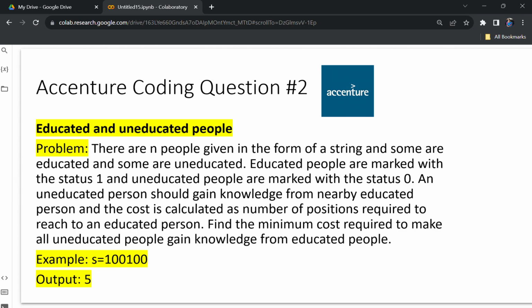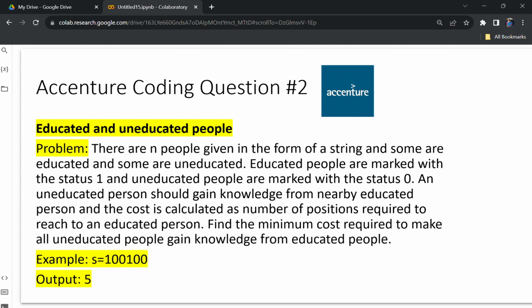It is about educated and uneducated people. There are n people given in the form of a string and some are educated and some are uneducated. Educated people are marked with the status 1 and uneducated people are marked with the status 0. An uneducated person should gain knowledge from a nearby educated person and the cost is calculated as the number of positions required to reach an educated person. Find the minimum cost required to make all uneducated people gain knowledge from educated people.